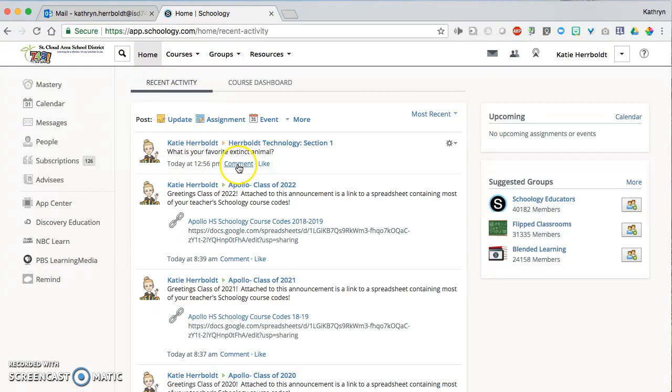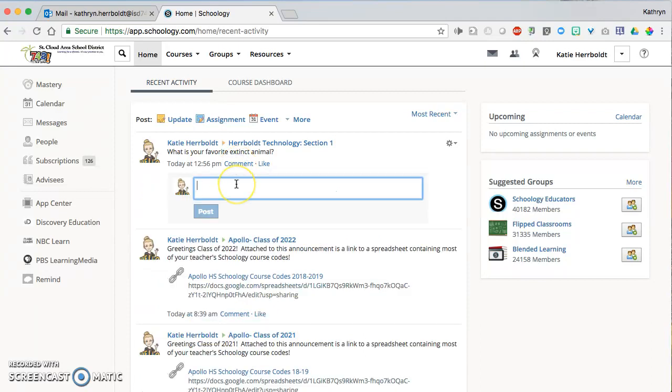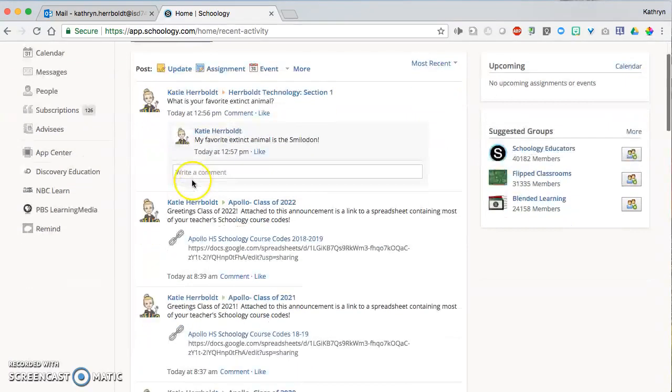So for them, they can click on comments. My favorite extinct animal is the Smilodon, which is a saber-toothed cat. So they would post that.